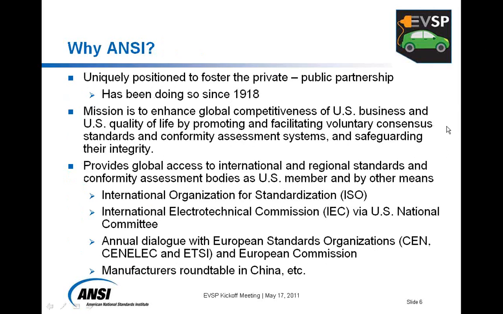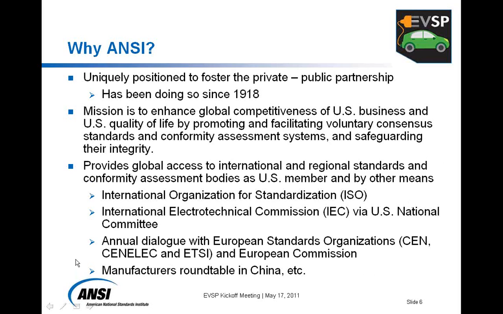Back one. Thanks. So one of the questions is ANSI. ANSI is uniquely positioned to foster that public and private partnership, and we've been doing that in a lot of ways since 1918. The mission is to enhance the competitiveness of U.S. business and quality of life by promoting and facilitating voluntary consensus standards and conformity assessment systems and safeguarding their integrity. In other words, ANSI is really there to help advance the process and help everybody to work with everybody else.